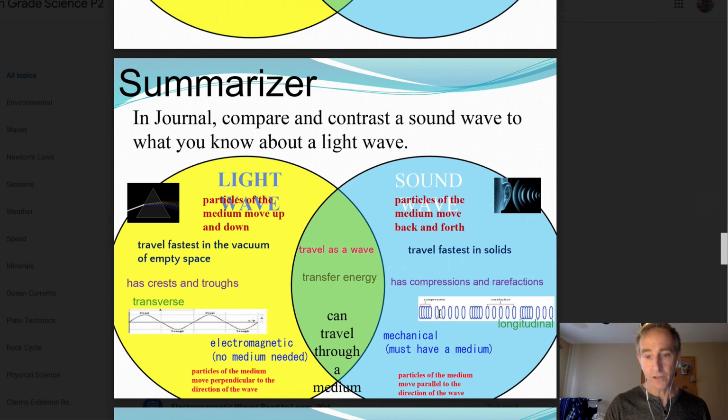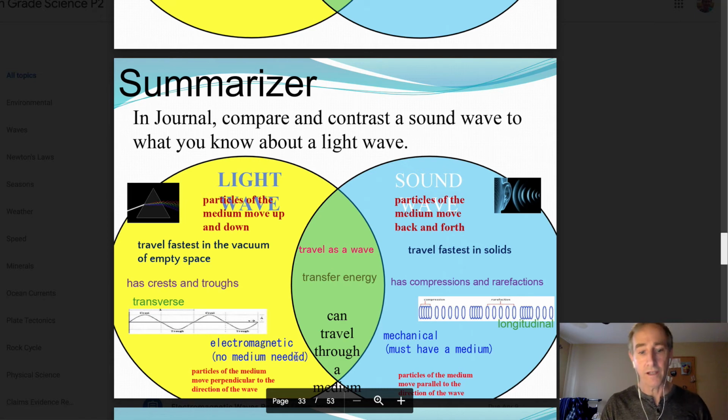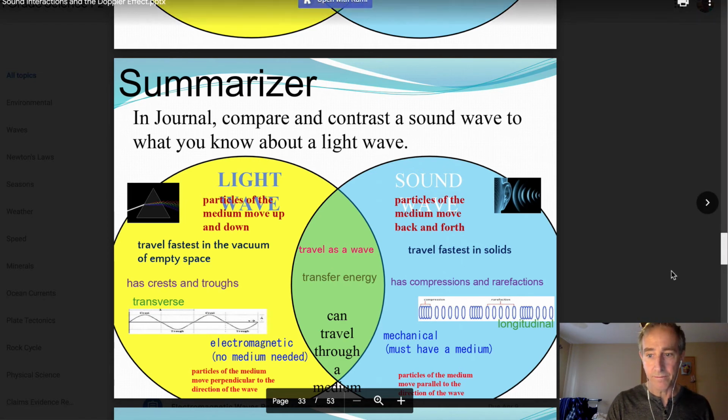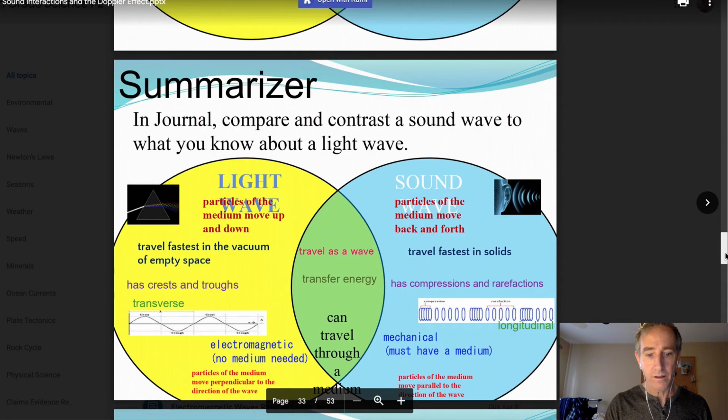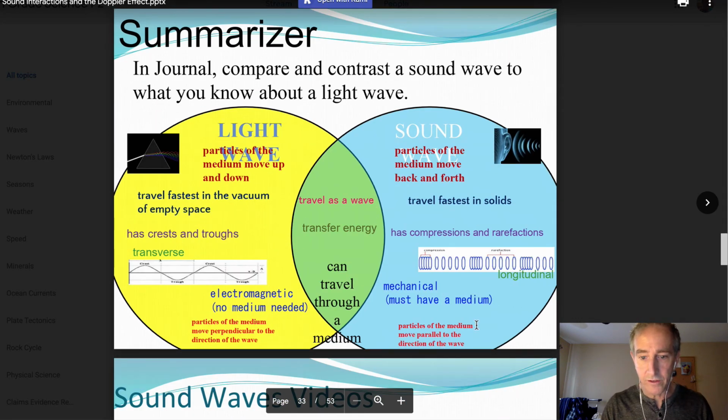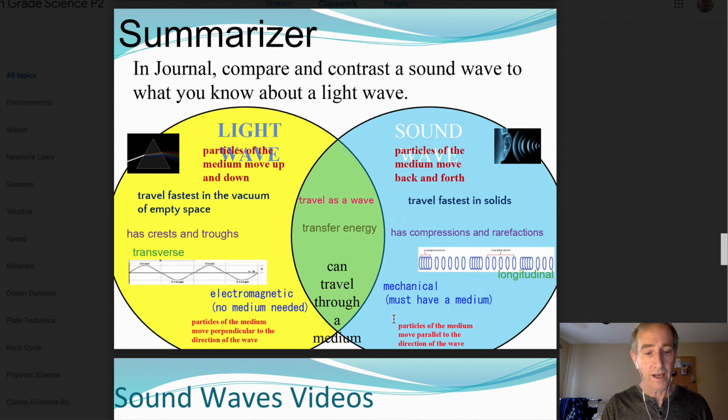Sound has compressions and rarefactions. Here's a compression, here's a rarefaction. And light has crests and troughs. Sound is mechanical, it must have a medium, and light is electromagnetic. No medium is needed. In sound, the particles of the medium move parallel to the direction of the wave. They move like this. And in light, the particles of the medium move perpendicular back and forth like this.